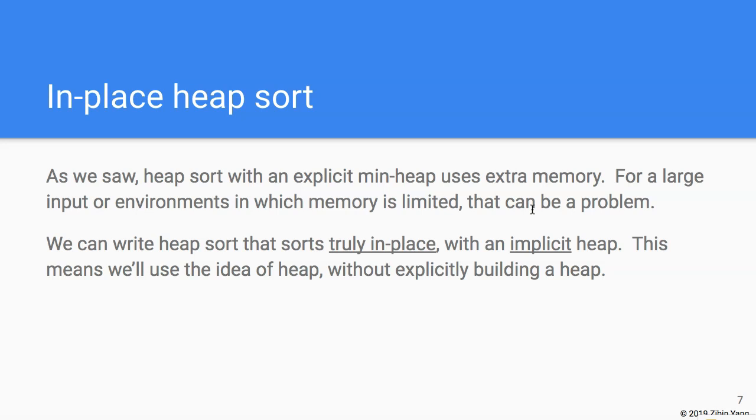So we want to write a heap sort that sorts truly in place with only an implicit heap, right? Not with an explicit heap. And with an implicit heap, what that means is that we'll just use the idea of a heap, but we don't explicitly build a heap.